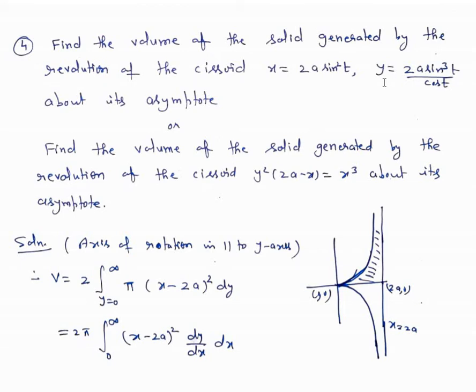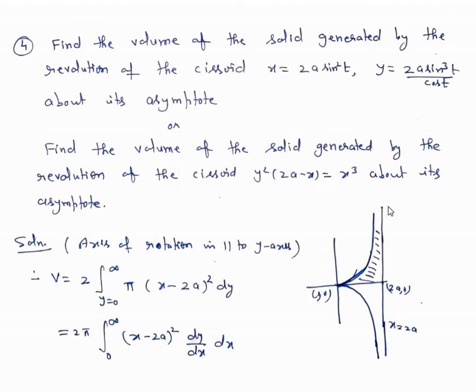So if you convert it into Cartesian form, the problem reduces to this: find the volume of the solid generated by revolution of the cissoid y²(2a − x) = x³ about its asymptote. Now if you trace this curve, it is symmetric about the x-axis because all the powers of y are even. The asymptote is parallel to the y-axis; the coefficient of y² is 2a − x, so 2a − x = 0. That means x = 2a is the asymptote.